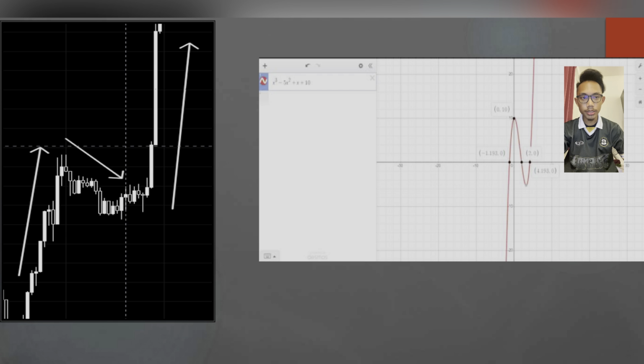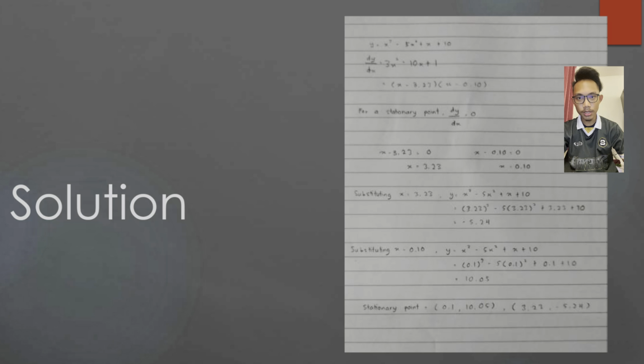We can convert this chart to a graph, and this is what we will get. From the graph, this is our equation. Then from the equation, we can differentiate it, and we will get 3x squared minus 10x plus 1. From there, we can find the maximum point and the minimum. To get the maximum and minimum point, we need to make dy over dx equal to 0. Then we will get the x values: x equal to 3.23 and 0.1.